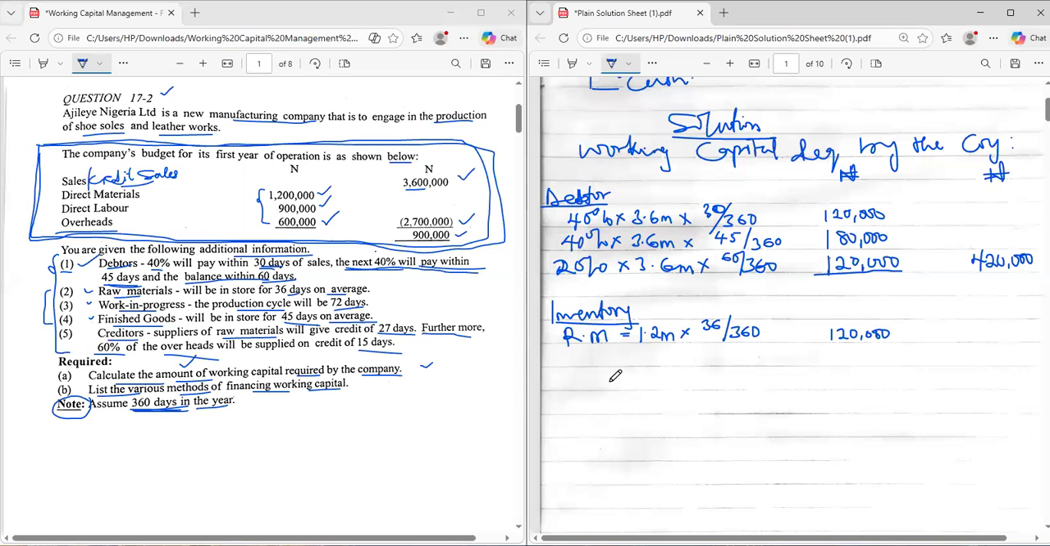Okay, now let us do the next item, work in progress. Can anybody assist us with that? Work in progress, the production cycle will be 72 days. Anybody? I will not say anything. Just do your thing by yourself. Tell me what you can do. Work in progress, the production cycle is 72 days. Item number 3, show me your skills.